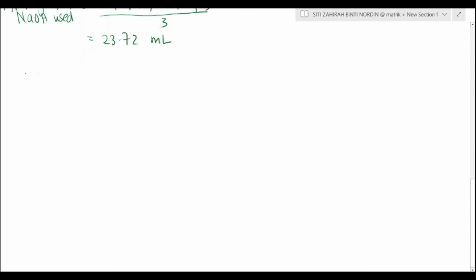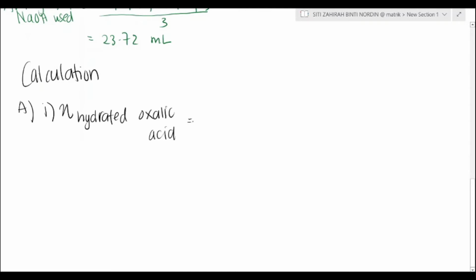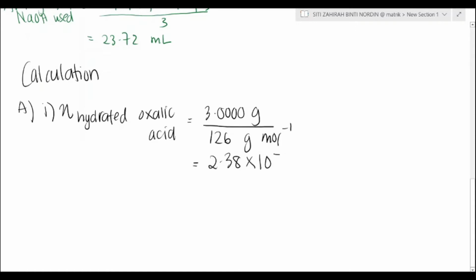Next part is calculation. So for part A calculation, the first one, you need to find the mole of hydrated oxalic acid. So for my result, I got 3.0000 gram of hydrated oxalic acid divided by the molar mass 126 gram per mole. So my mole would be 2.38 times 10 to the power of minus 2 mole.